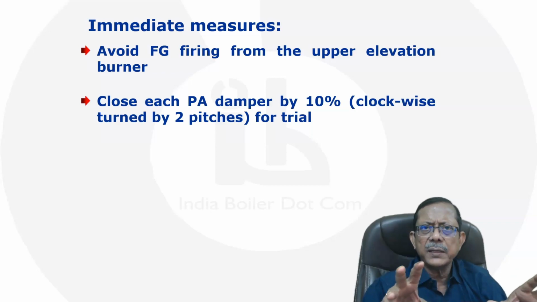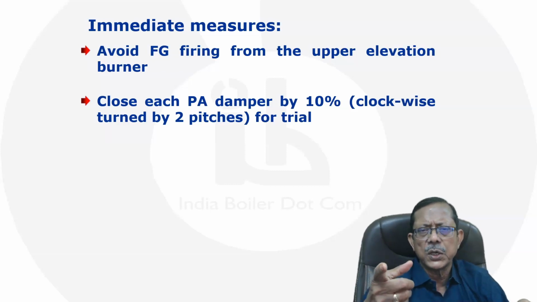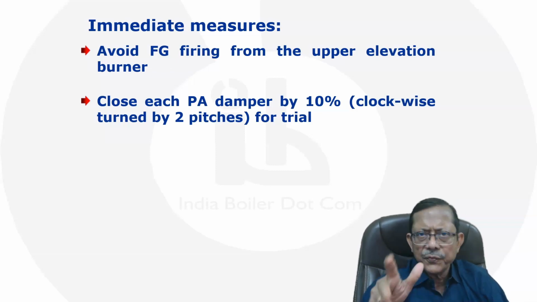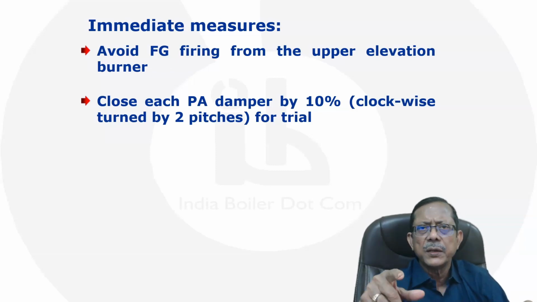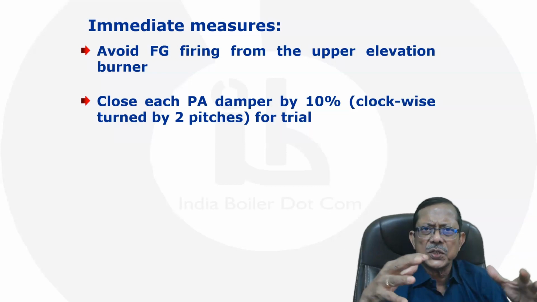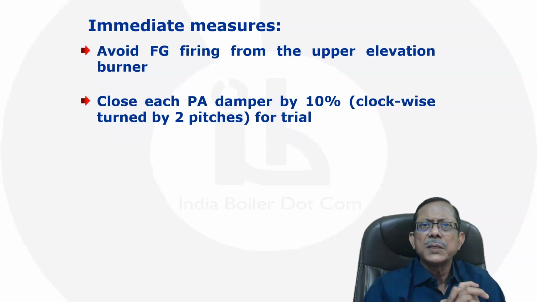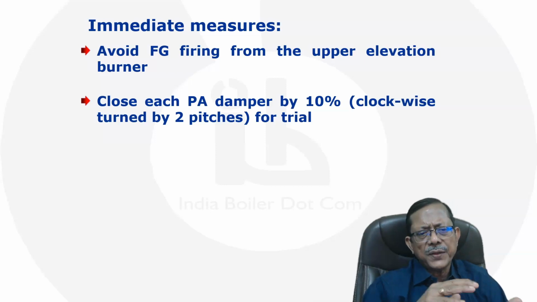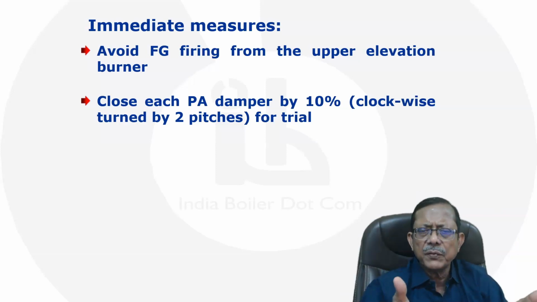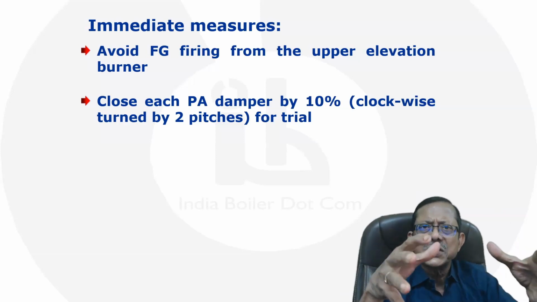This is one suggestion I have made to them, to control the flame length, because I have already found that they have a PA damper, and this PA damper can be operated. One of the boilers was under shutdown when I visited, and I went inside and saw that if we close the PA damper clockwise, every one turn, clockwise turn by 2 pitches, around 10% of the holes get blocked. So the PA which is distributed from the wind box is going to be reduced, because if the PA is higher, there is a tendency that the secondary air which comes from the periphery of the burner cannot catch the fuel.